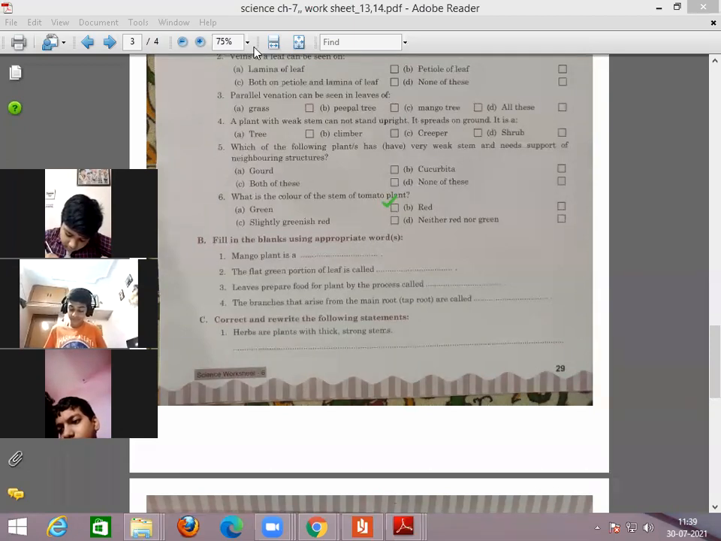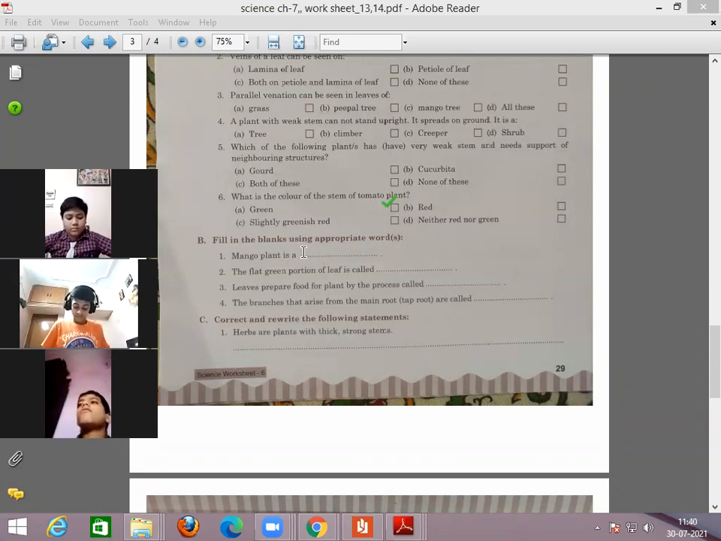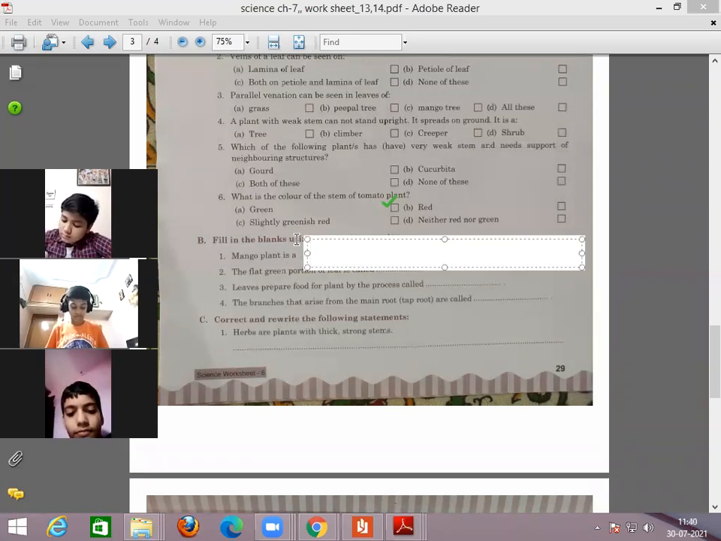Okay, next, continue. Mango plant is a dash. So give the appropriate word for it. Mango plant, what is it? Is it a tree, herb, or shrub? Ma'am, tree. Tree, ma'am, tree.